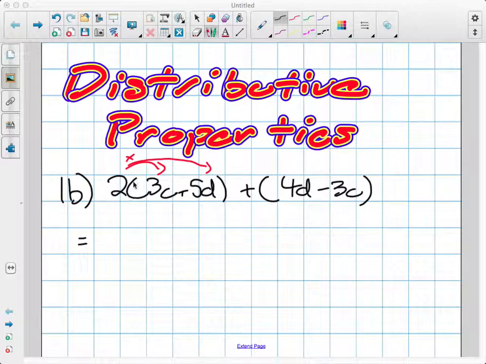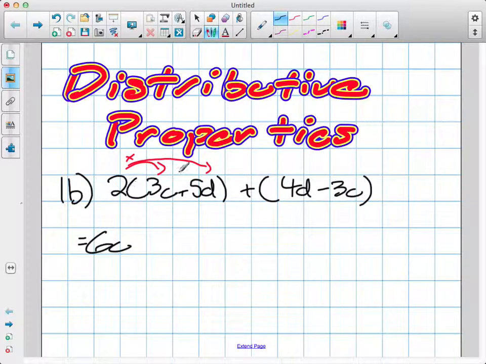Distributive property. We take the 2, we're multiplying it by both terms inside the brackets. What is 2 times 3c? Good. So we have 6c. And what is 2 times 5d? Positive or negative? Okay, very important, because that will let us know what operation is going to go between them. So it's positive 10d.